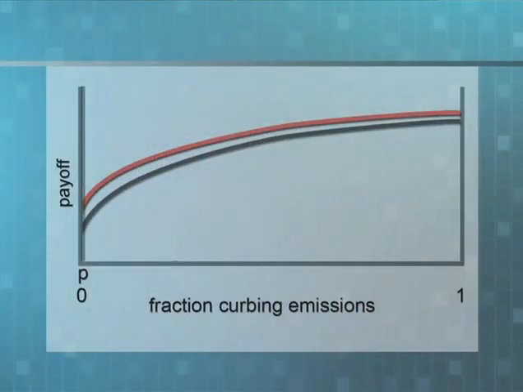If everyone is shirking, everyone gets the red payoff at the left-hand side of the graph. If everyone works, P equals 1, and everybody gets the black payoff at the right-hand side of the graph. And that's a better payoff. That is, if everyone works to curb emissions, the improved quality of the environment more than compensates for the extra effort involved in the work.